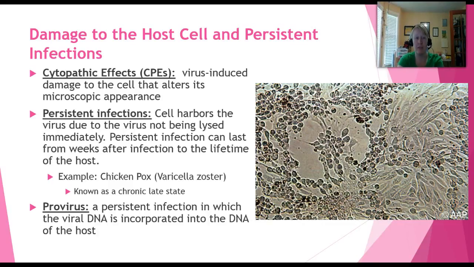There are also persistent infections, and this is where the cell harbors the virus due to the virus not being lysed immediately. And so the cell will maintain these infections, and they can last from weeks to a lifetime. This is kind of how chickenpox works with varicella zoster. This is also sometimes known as the chronic late stage persistent infection. Another example is proviruses, where the viral DNA is incorporated into the DNA of the host. And so every time this cell is replicated, this DNA stays with that cell. And that's going to be really important in the next topic, when we talk about viruses and cancer on the next slide.